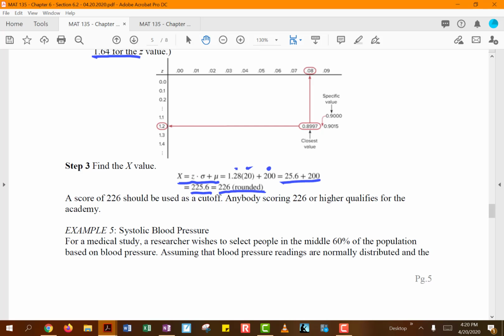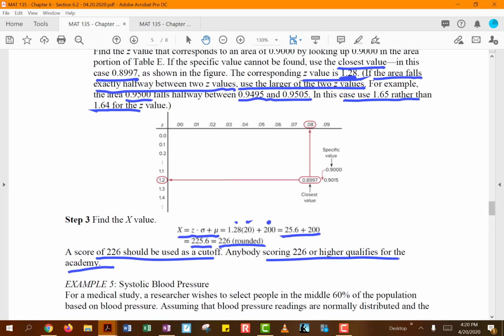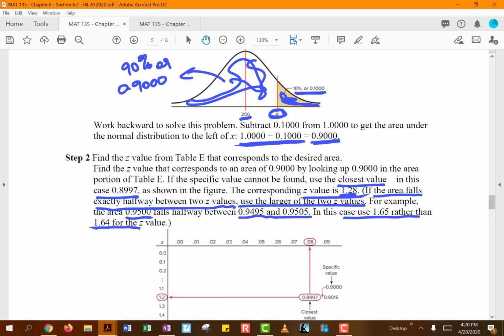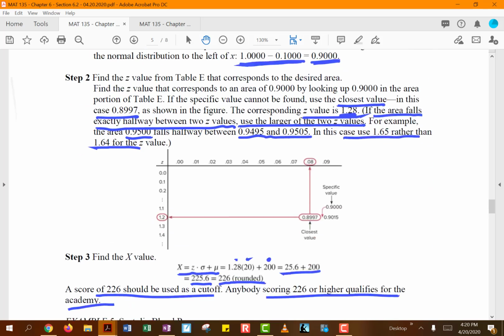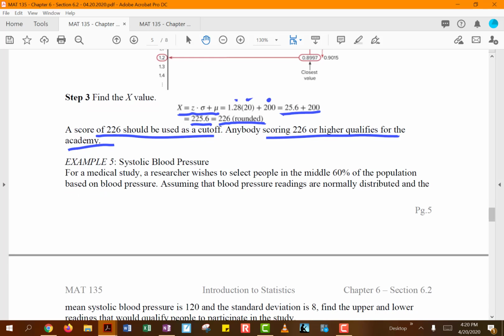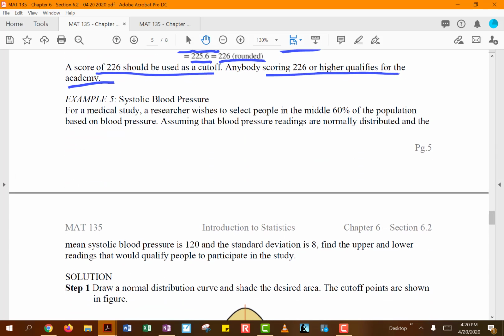So we would say the cutoff score to get into the police academy is going to be 226. So as long as a candidate scores 226 or higher, they will qualify to enter the academy. Okay, so this is another example of how we can use the normal distribution table and calculation to help us find a data value when you know your percentage or your probability.